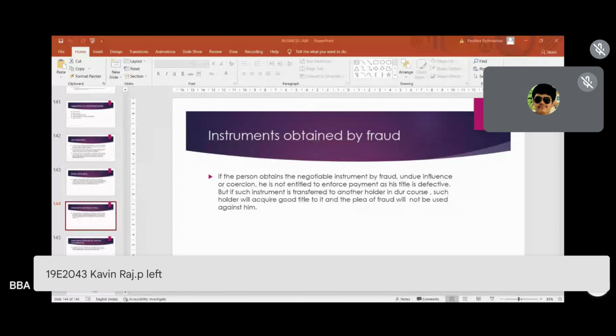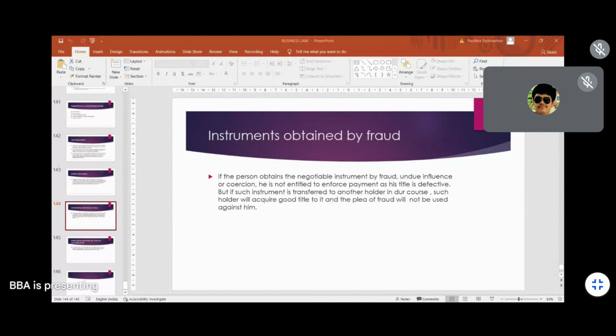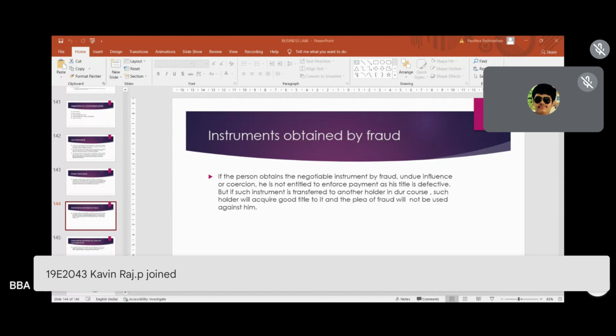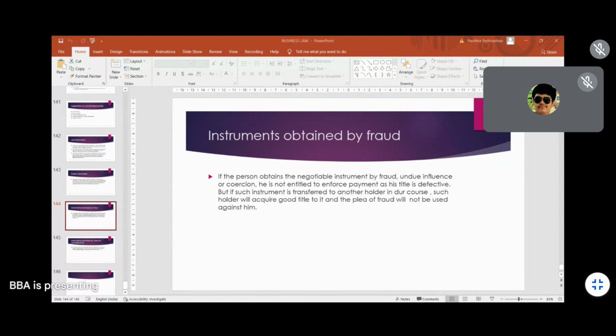Next one is instruments that are obtained by fraud. Okay, so we've already seen about fraud in contracts. We have studied fraud, right? We have studied the different modes of fraudulent behavior, right?